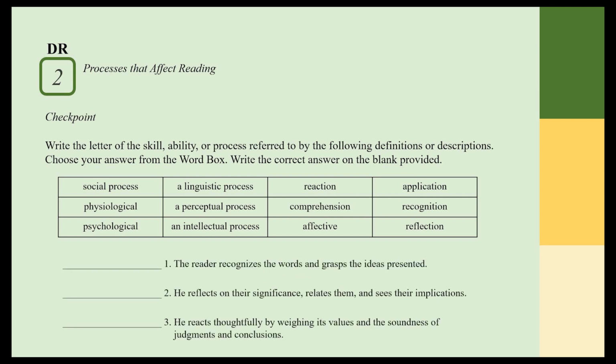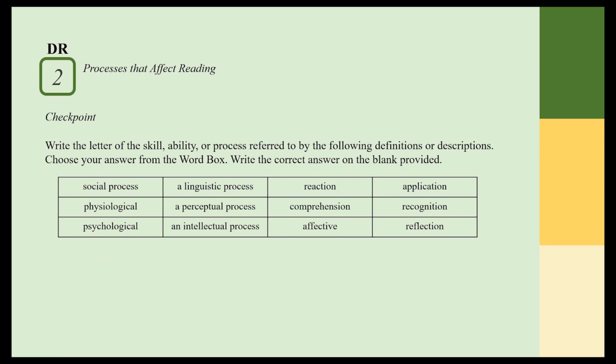For items number 1 to 3, for item number 1, the reader recognizes the words and grasps the ideas presented. That is recognition. So your keyword there is recognizes. For the second item, he reflects on their significance, relates them, and sees their implications. You know full well that is comprehension. For item number 3, he reacts thoughtfully by weighing its values and the soundness of judgments and conclusions. I think you have your keyword there. It's reaction.